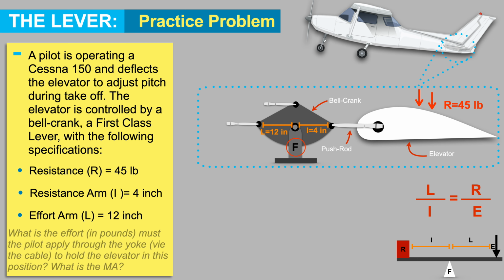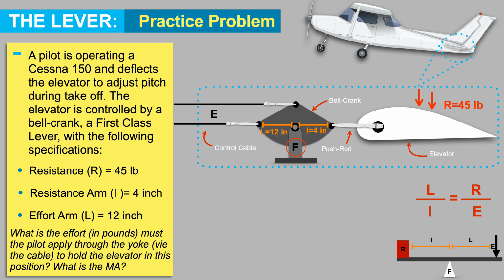Question: what effort in pounds must the pilot apply through the yoke via the cable to hold the elevator in this position? What is the mechanical advantage? To help solve the first part of this problem, let's start out by substituting the given values into the lever formula. From here, we cross multiply. We multiply the effort arm 12 by the effort E, and that will give us 12E. 12E equals the resistance 45 multiplied by the resistance arm of 4, which is 180.